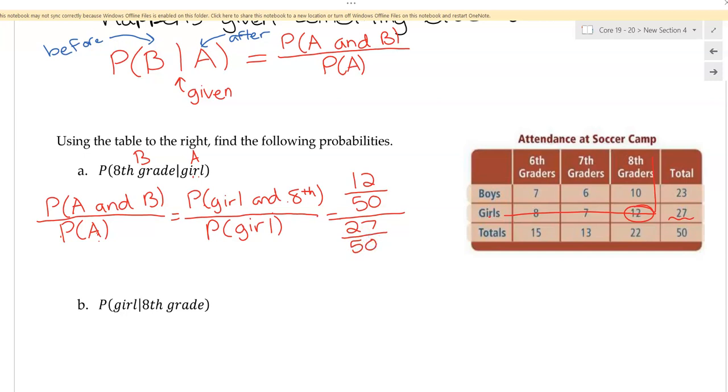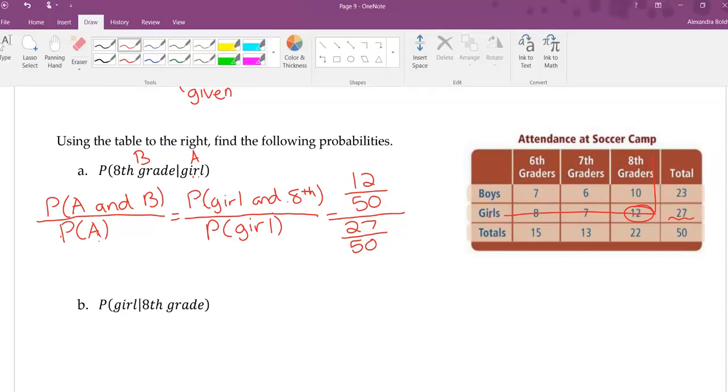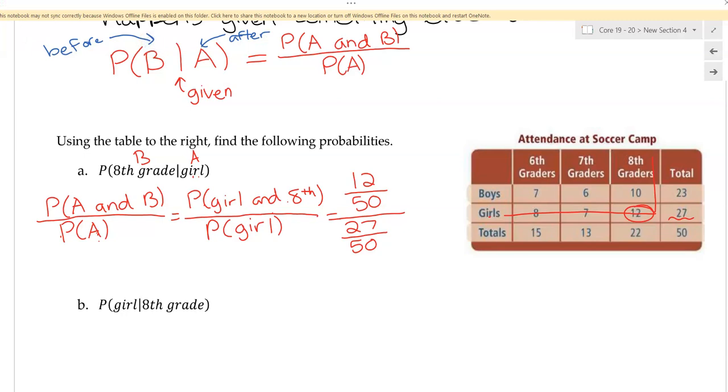Okay. The easiest way to do this is if you look, you have a 50 and a 50. My 50s cancel. And I'm left with 12 out of 27. You still have to simplify your fractions. Okay? Both of these can be divided by 3. And you get 4 out of 9.